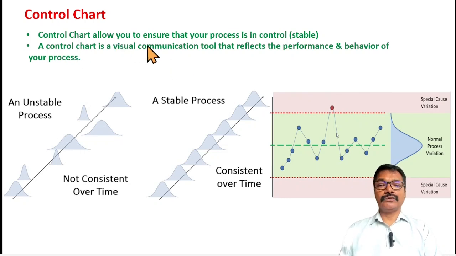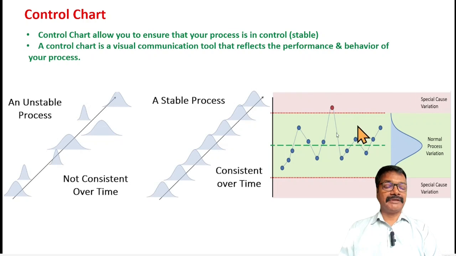A control chart allows you to ensure that your process is in control or stable. A control chart is a usual combination tool that reflects the performance and behavior of your process. Example is here, unstable process, not consistent over time. Here you can see distribution. There is a range variation you can see. At the same time, sometimes it is shifted from the mean, sometimes it is left side, sometimes it is right side. So what is the example of a stable process? That is consistent over time. So here you can see x is almost stable, even range variation is less.